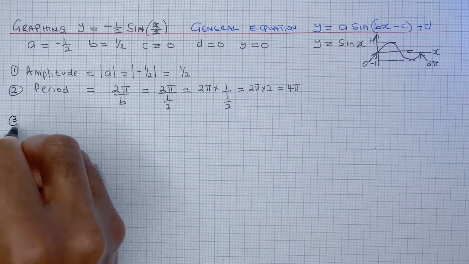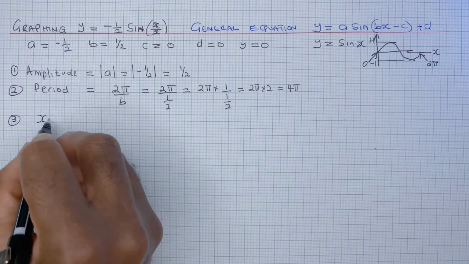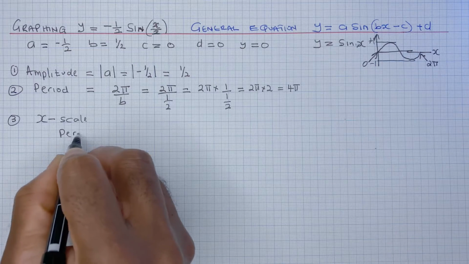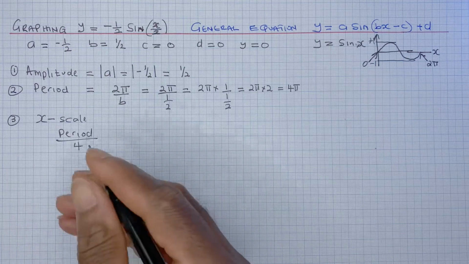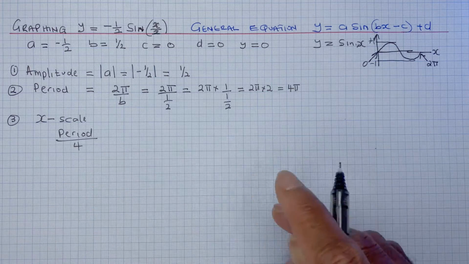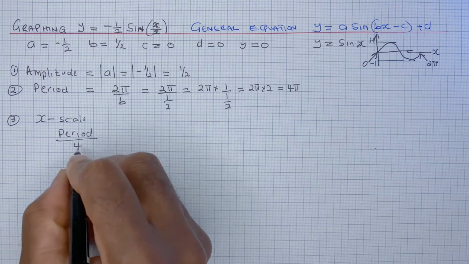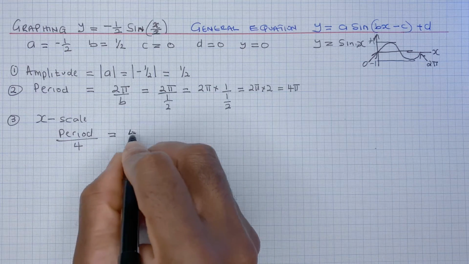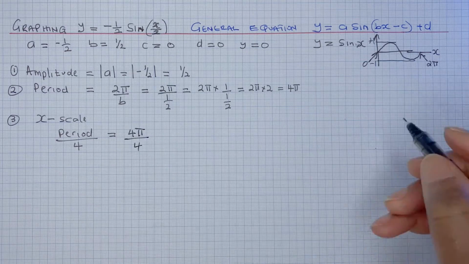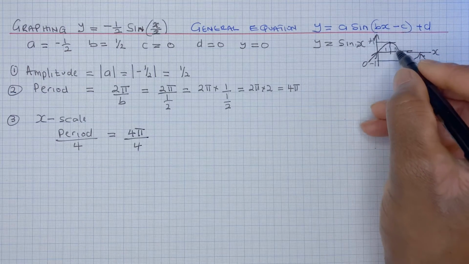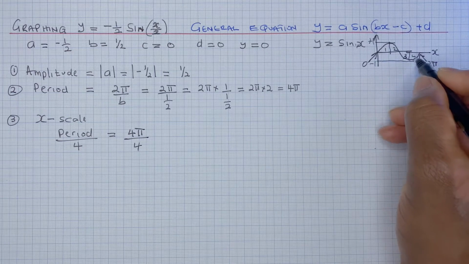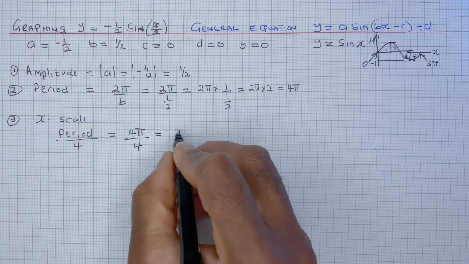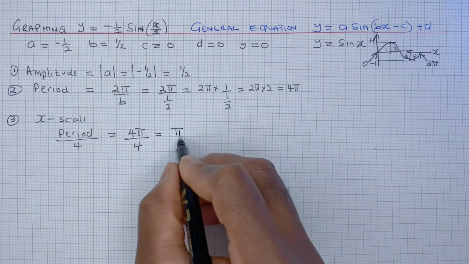Number 3, what we need is the x scale. So for the x scale, we take the period that we just got and divide it by 4, because there are 4 quadrants in a sine function and cosine function. So in this case, the period is 4 pi divided by 4. That's first quadrant here, 1, second, third, and fourth. That's why. And so you divide it by 4, you get pi. So the x scale is pi.